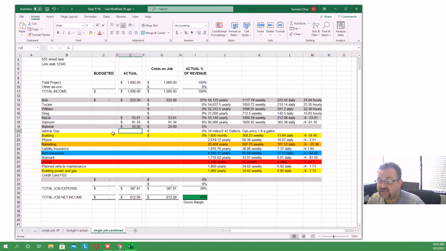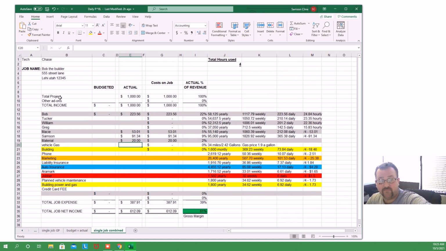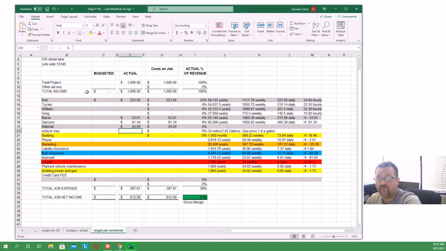Vehicle gas, this one's important. For us, we drive all over the place. I do use CNG gas, much, much cheaper. I pay about $1.90 a gallon for that. It's beautiful stuff. I just put in here notes, right? This particular job, Bob the builder's job, drove 34 miles today, and I know my vehicles get about 14 miles a gallon, so it's that much gallon. So then just do that math and throw it in there. So I'm just we'll just say $6. $6. I'm not gonna do that math.